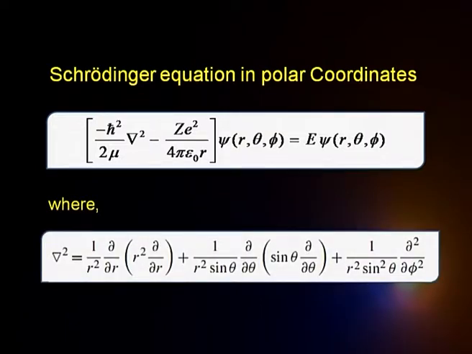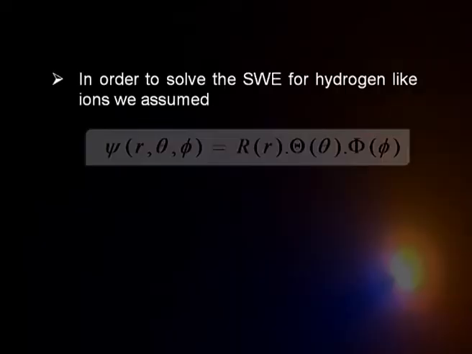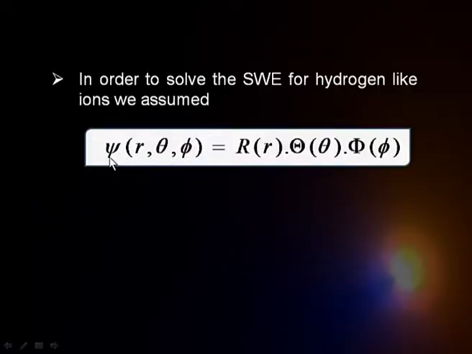Now, the strategy we evolved was that, in order to solve this equation, we had to make an assumption: that this overall wave function psi, a function of r, theta, phi, could be assumed to be made up of 3 parts. One is the r part, the wave function which depends on r, then one depending on theta, and one depending on phi. The capitals are the wave functions, and the small letters are the corresponding variables.